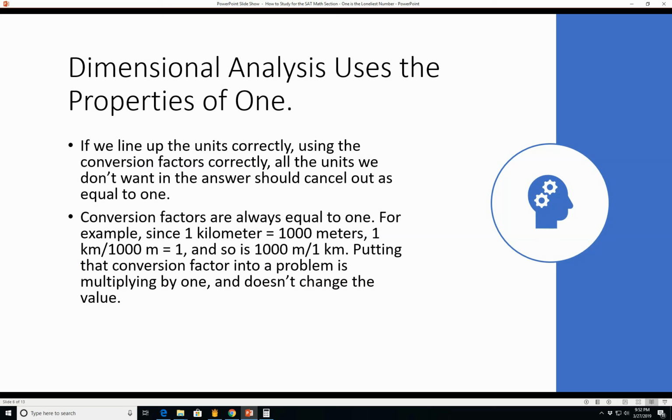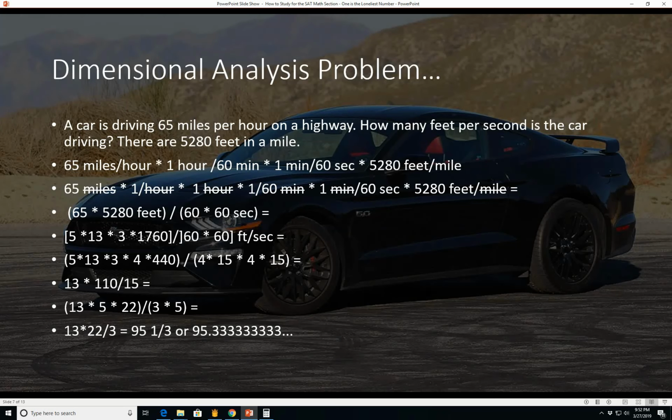Dimensional analysis uses the properties of 1. If we line up the units correctly, using the conversion factors correctly, all the units we don't want in the answer should cancel out as equal to 1. Conversion factors are always equal to 1. For example, since 1 kilometer equals 1,000 meters, 1 kilometer over 1,000 meters equals 1, and so is 1,000 meters divided by 1 kilometer. Putting that conversion factor into a problem is multiplying by 1 and doesn't change the value of your result.